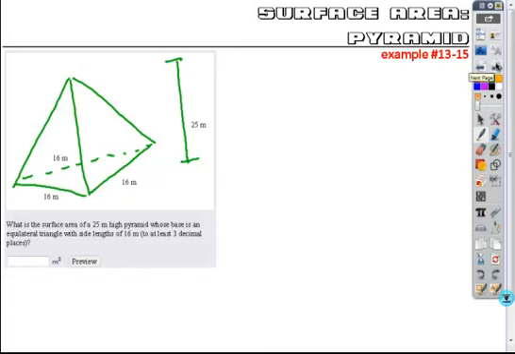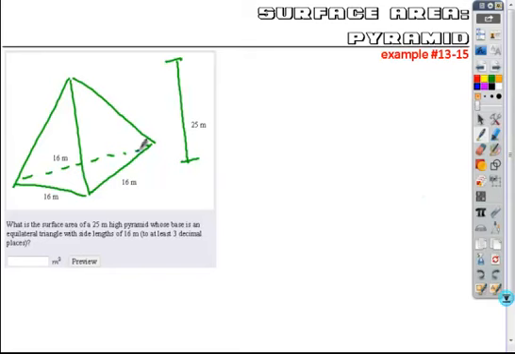Let's take a look at this problem. So this would be one of the challenging questions. Okay, I'm going to kind of talk through it here a little bit. Okay, when you're working through a problem like this, you're asked to find the total surface area.